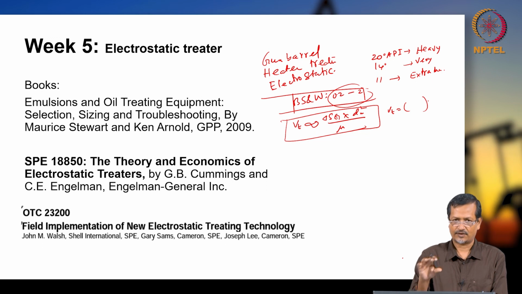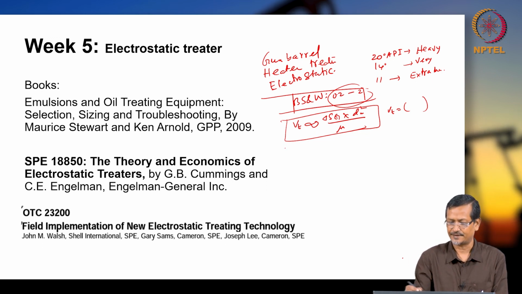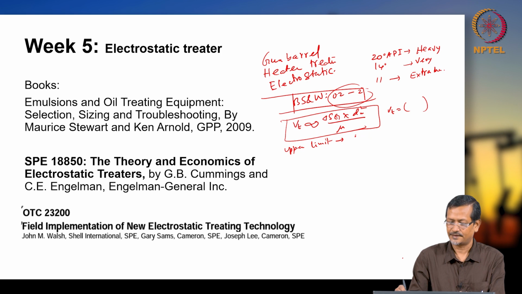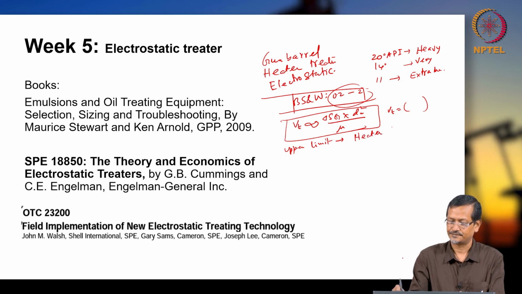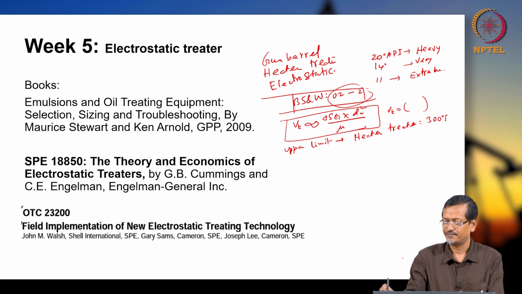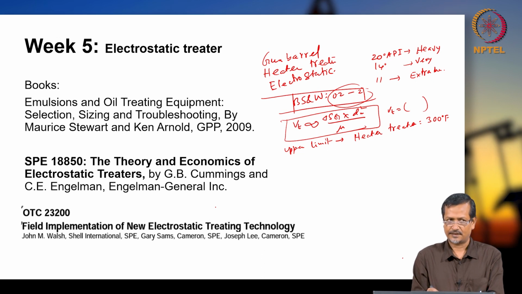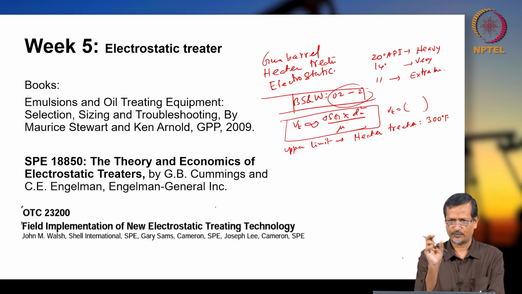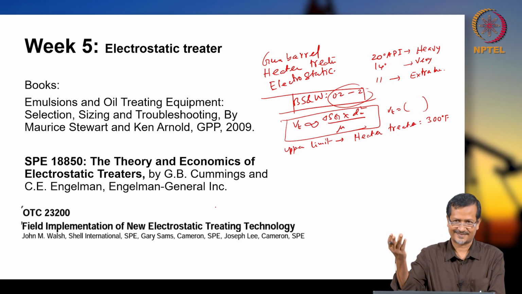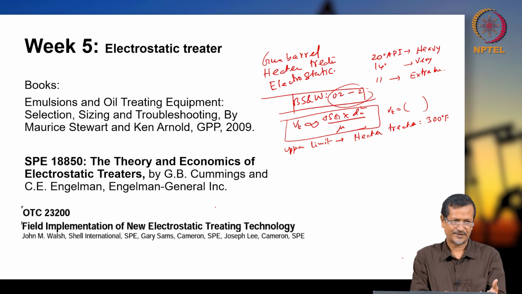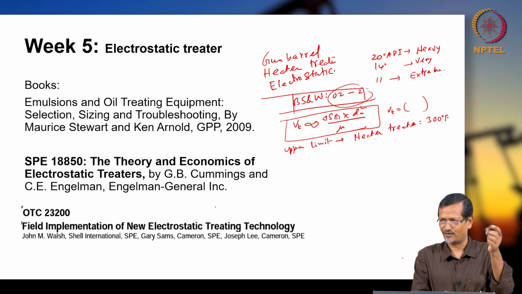Normally the upper limit of an electrostatic heater will be around 300 degrees Fahrenheit. Upper limit, okay, for the heater. It will be around 300 degrees Fahrenheit. If you increase the temperature further, what will happen? Lots of low molecular weight hydrocarbons will also go with your gas. So there will be shrinkage of oil volume, and you will be losing your money because the oil has gone to your pipeline or gas pipeline.